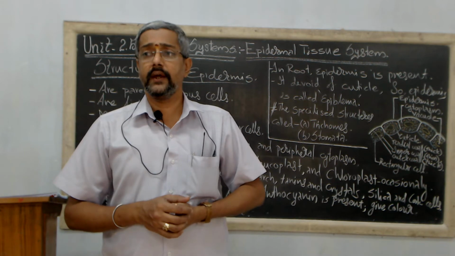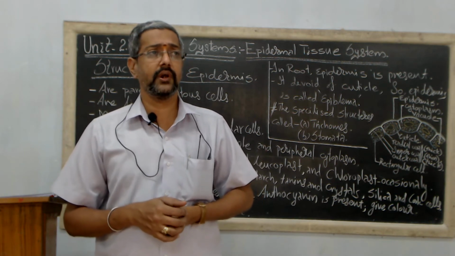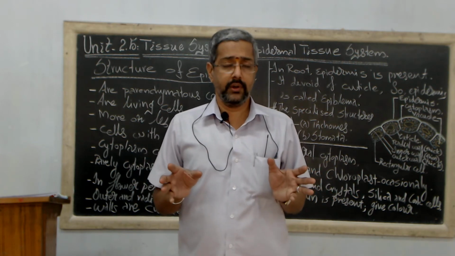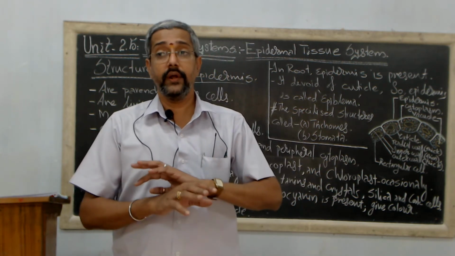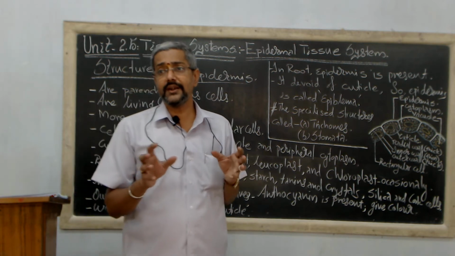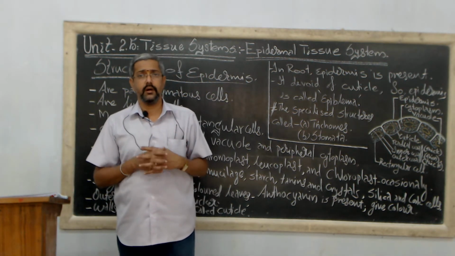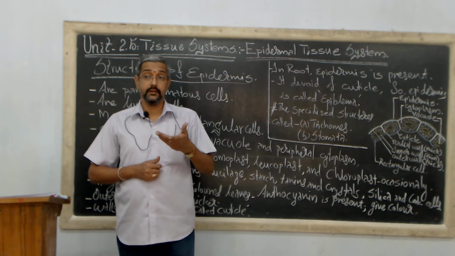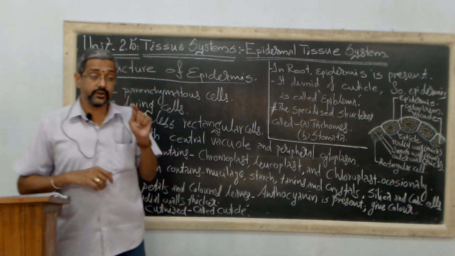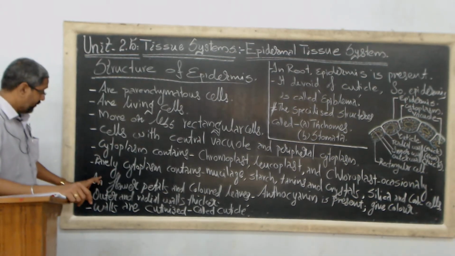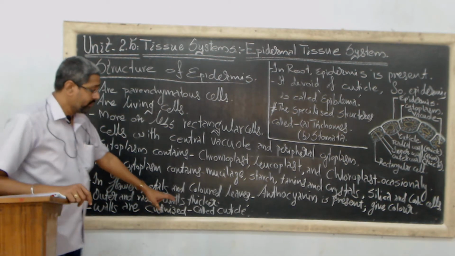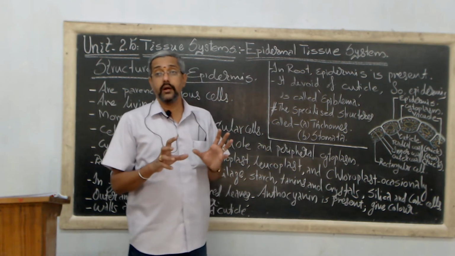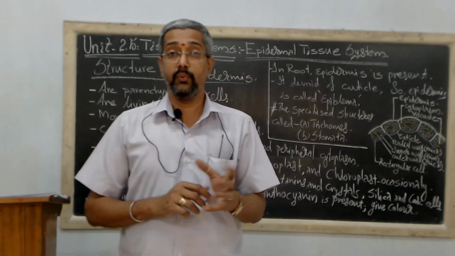In examples like Amaranthus or some species of Euphorbiaceae, we can see the leaves are totally green, red, or brown in color, not only green. So in such plants or plant parts, we can see the epidermis is colored, and that coloration is due to the presence of what?